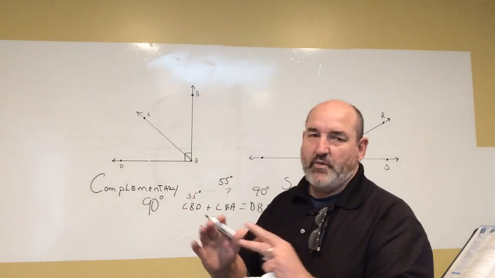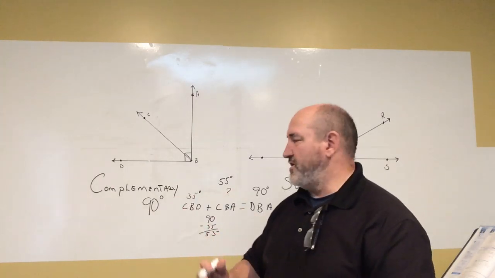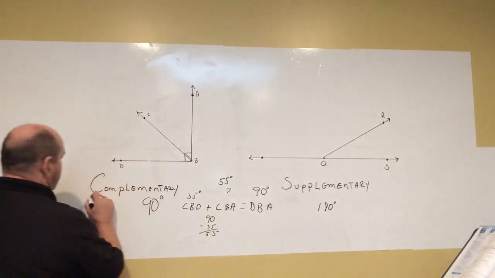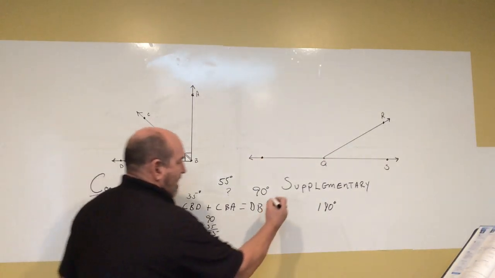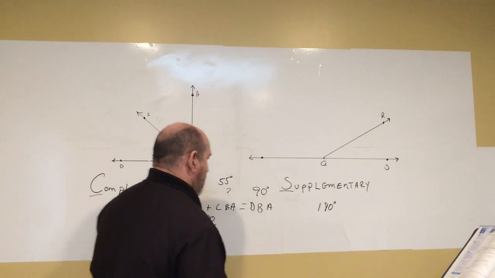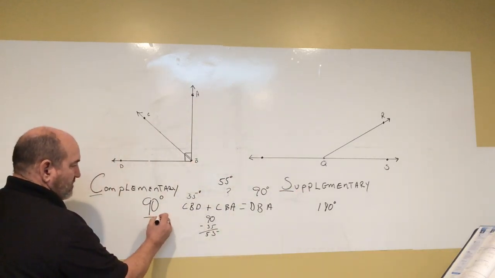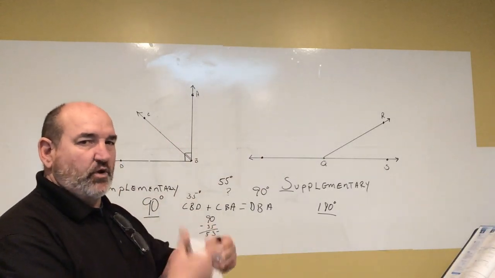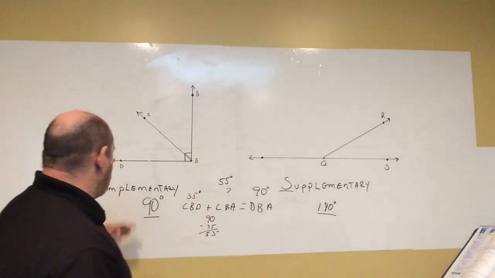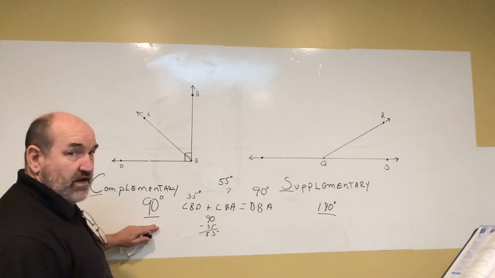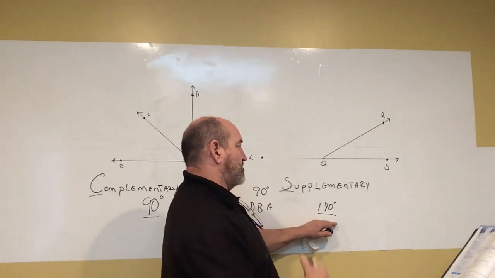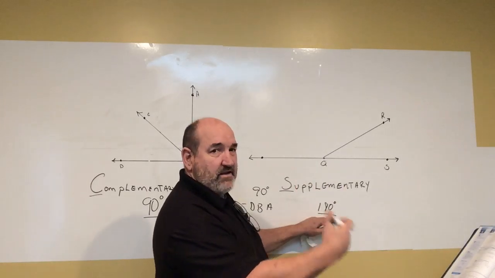An easy way to remember this is that the letter C comes before the letter S, right? And 90 degrees comes before 180 on a compass. So that's one of the ways that you can remember this situation. Complementary angles are 90-degree angles. Supplementary angles are 180.